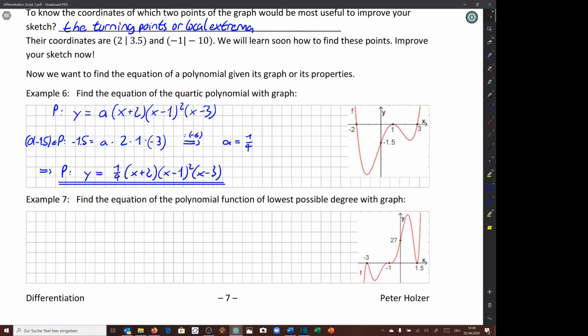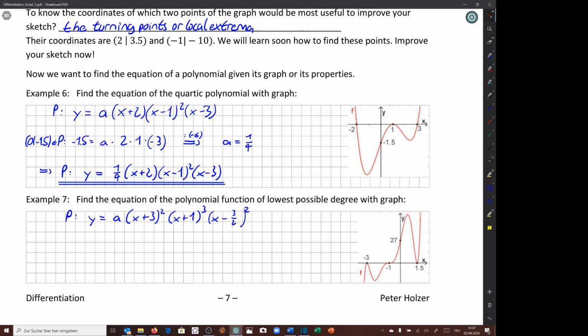In example 7, you have to find the equation of the polynomial given by its graph here. However, contrary to example 6, we're not given the degree of this polynomial. We only know it should be the lowest possible degree. When you have a zero where the x-axis is touched, you know that the multiplicity of that zero has to be even, and since it should be of lowest possible degree, you assume that the multiplicity is just 2. That's the meaning of this lowest possible degree. So find the solution on your own now, stop the film, and here comes the result.